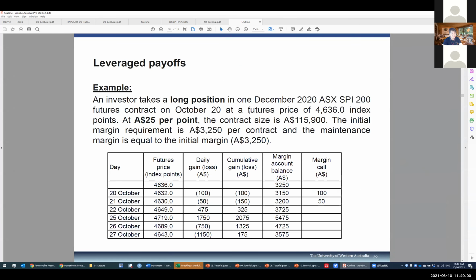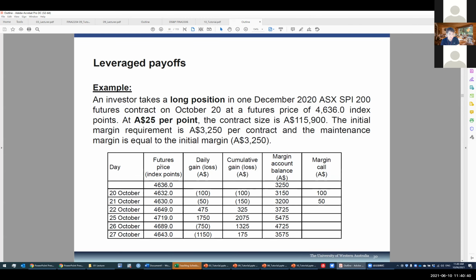So for example, if you take a look at this screen, this is from your week two or week three on futures contracts, right? You may recall the margin account. This example is showing you how to deal with a margin account. If you're putting $3,250 into the margin account, and there's a 4-point drop in the futures price, you lose $100, because it's $25 per point, 25 times four. That means your margin account goes down by 100 to 3,150, and then you get a margin call, right? That's an example that you saw before.